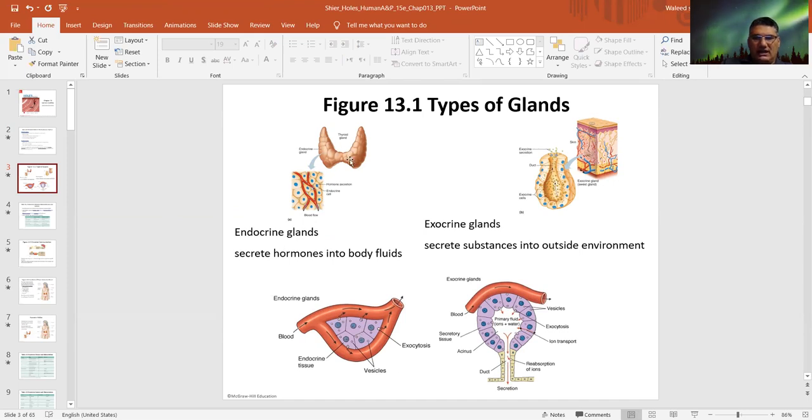And this is an example here, the thyroid gland. The cells just look like this. They are going to secrete their secretions, and they will not find a duct to take it out. So the secretions will stay endo, and will start to collect until they reach the blood, and they're going to swim in the blood until they reach the destination.